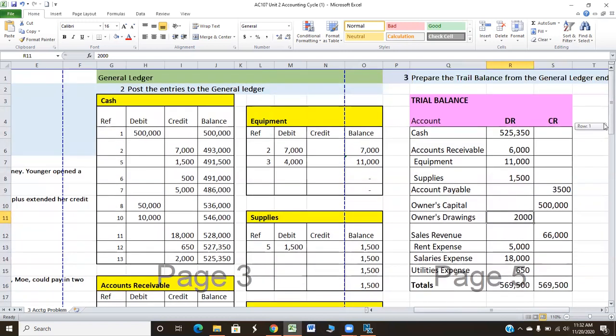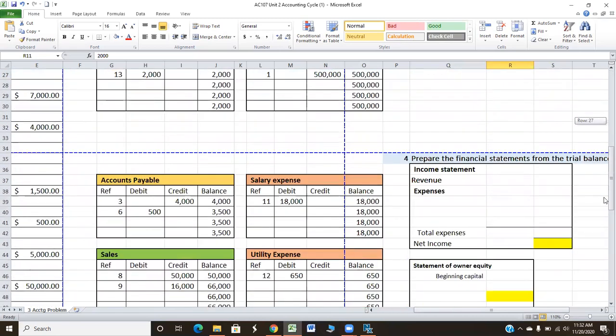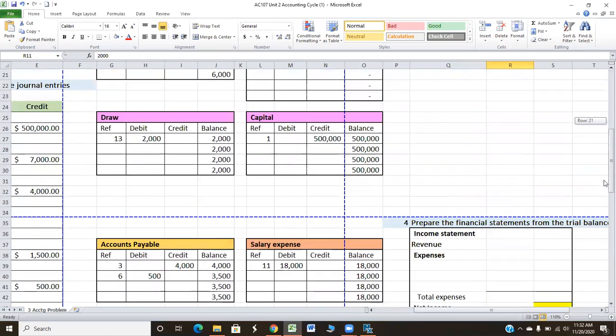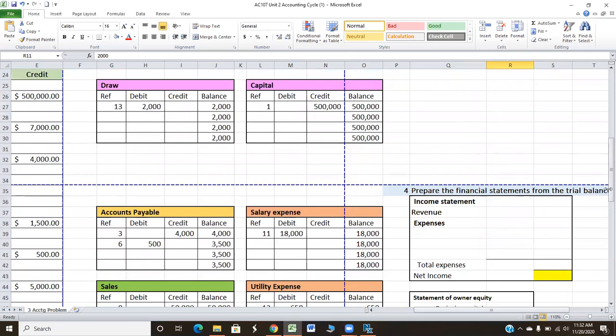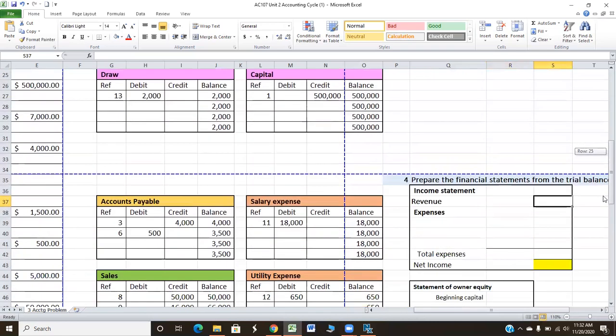Now, after you do the trial balance, step 3, there's a reason these are in steps. First was journal entries, then number 2, the ledger, then number 3, the trial balance. You go to number 4, the financial statements. The financial statements are built from the trial balance. So, first, you always start with the income statement. Always, always, always. That's a rule. First, on the income statement, you list your revenues. If you had multiple revenues, you would list them all. We only have one revenue, and it's the sales revenue. So we'll just put the total sales revenue amount, 66,000.